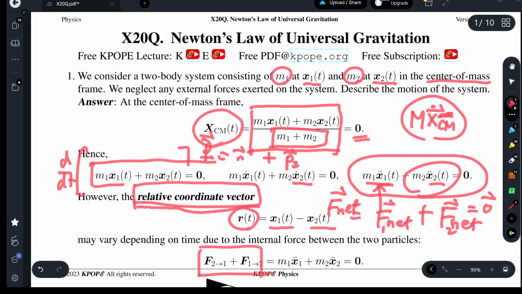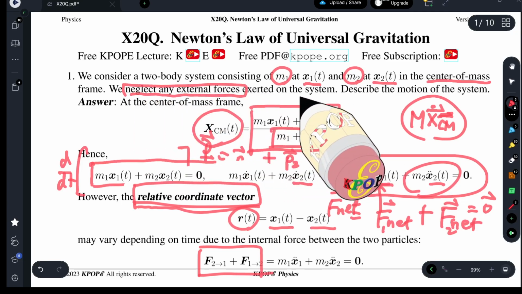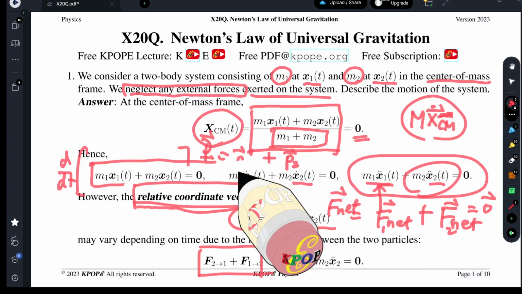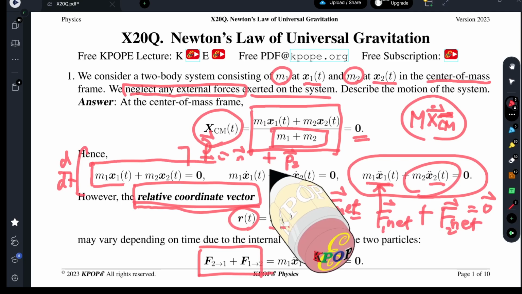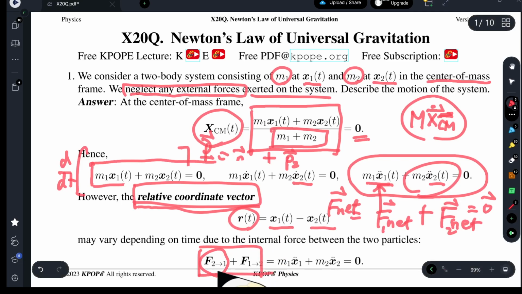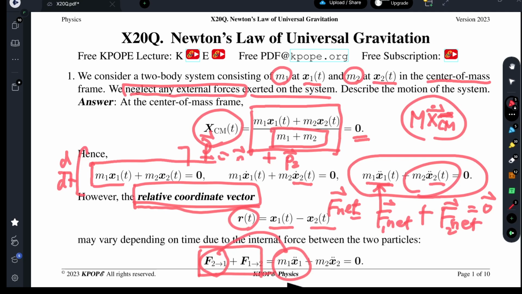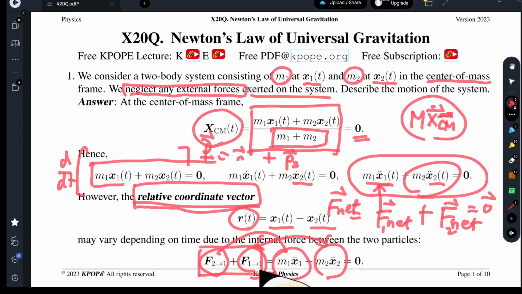Right now we neglect any external forces exerted on the system. So the only force applied to particle 1 is the interaction with particle 2. So this is the force applied by particle 2 to particle 1. This one is equivalent to the mass times acceleration of the first particle. In a similar manner, the acceleration multiplied by the mass of the second particle is the net force applied to the particle. That is the force applied by particle 1.